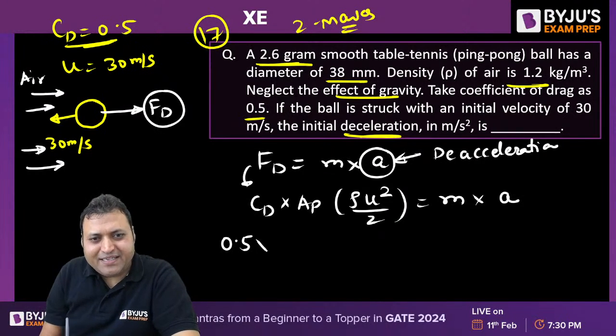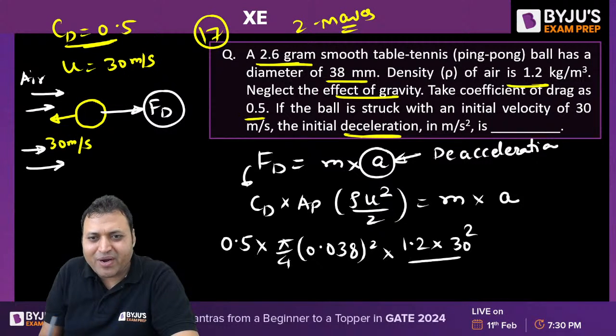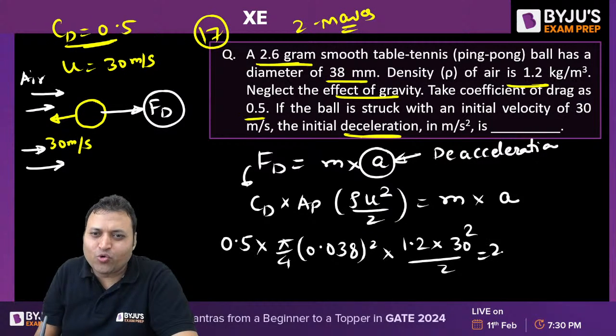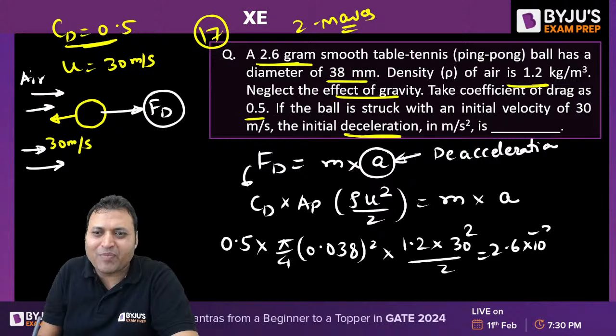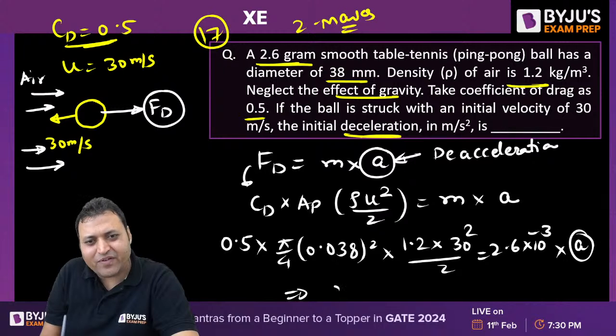The value of CD is 0.5. Projected area is pi by 4 d square. What is the diameter? 38 mm. So 0.038 square into density 1.2 into u square, that is 30 square by 2, is equal to 2.6 into 10 to the power minus 3 kg into acceleration. So we can find out the value of acceleration.